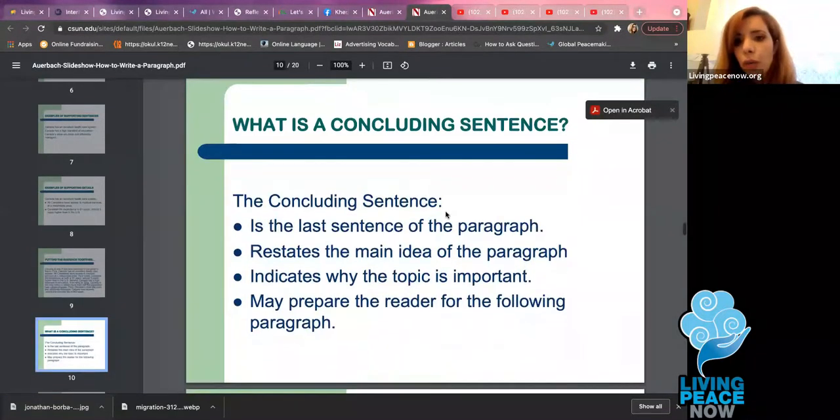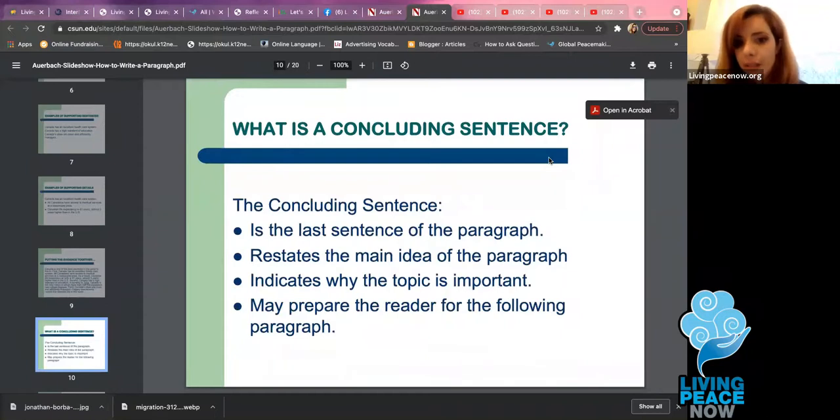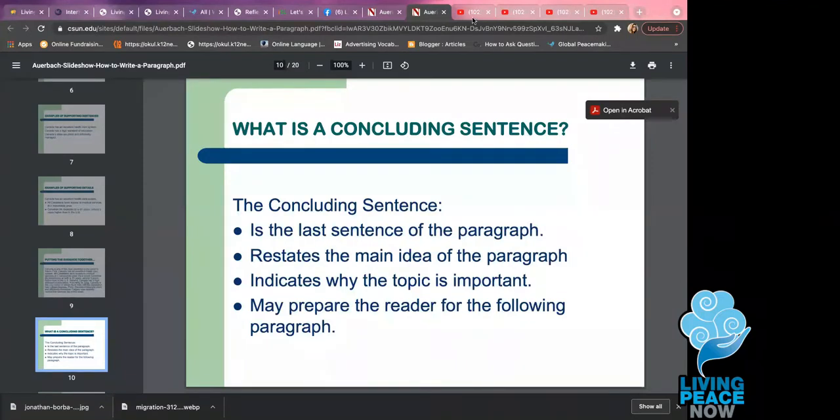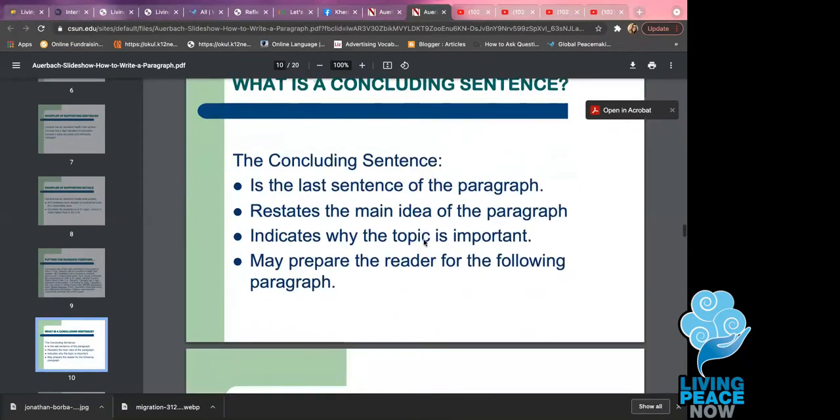So the last one we are going to speak about is the concluding sentence. Who would like to go and read the concluding sentence meaning? The concluding sentence is the last sentence of the paragraph. It restates the main idea of the paragraph, indicates why the topic is important, and may prepare the reader for the following paragraph.